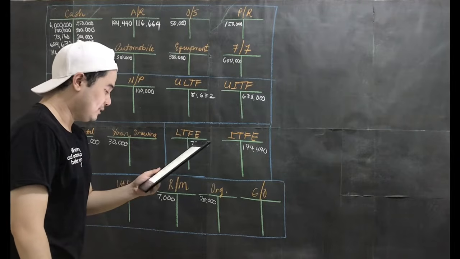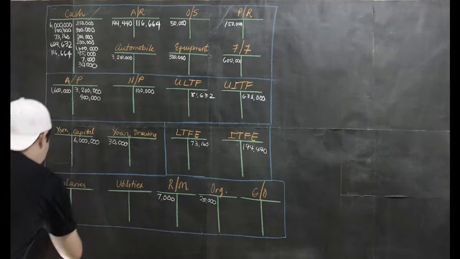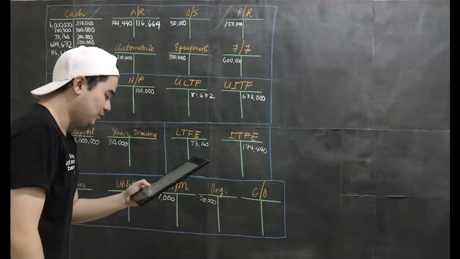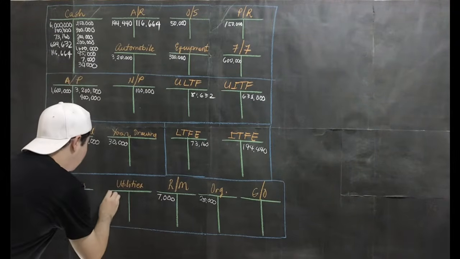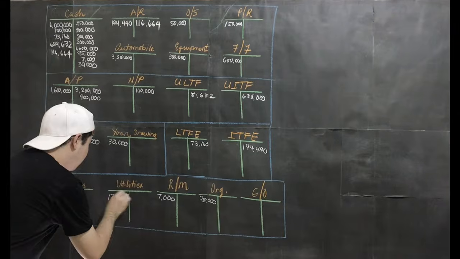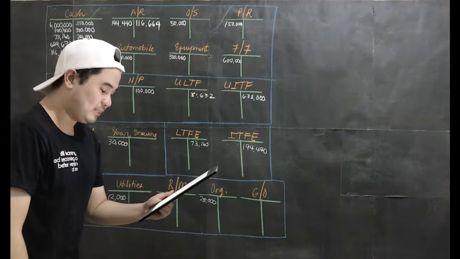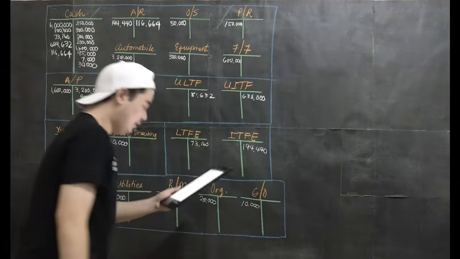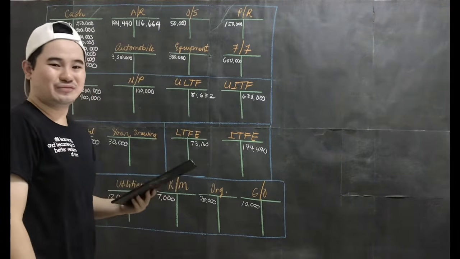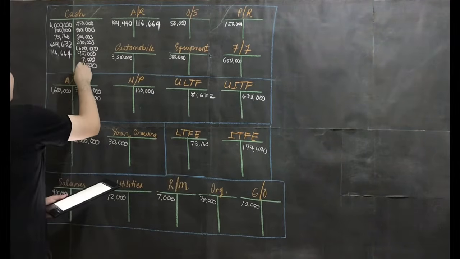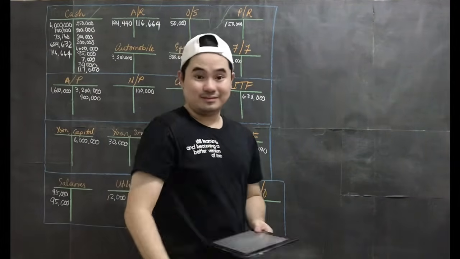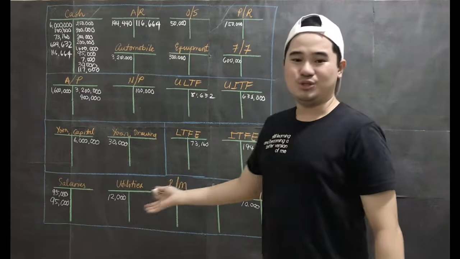And then debit salaries expense, 95,000. Debit utilities expense, 12,000. Debit gas and oil expense, 10,000. And credit cash, 117,000. Okay. So we're done. Now, what do you notice?